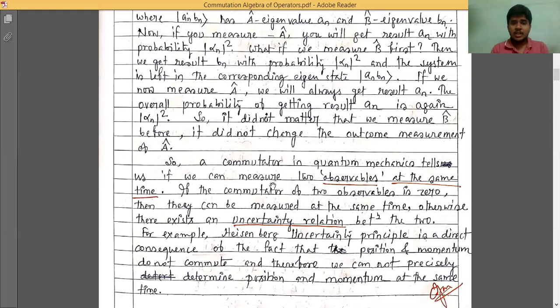So if you can measure the two observables at the same time, that means they are commuting with each other. If the commutator of two observables is 0, they can be measured at the same time. Otherwise, there exists an uncertainty relation between the two. For example, the Heisenberg uncertainty principle is a direct consequence of the fact that the position and momentum do not commute, and therefore we cannot precisely determine the position and momentum at the same time.